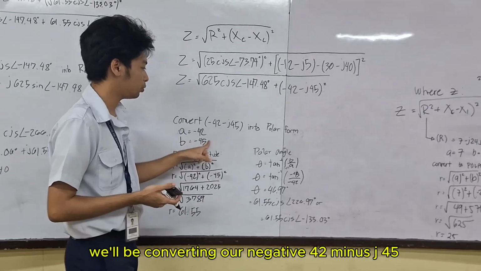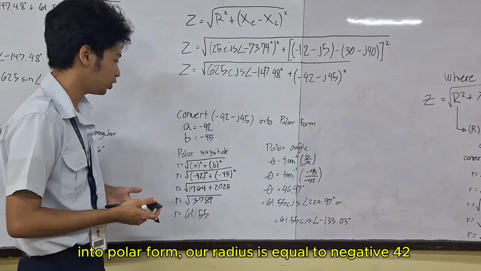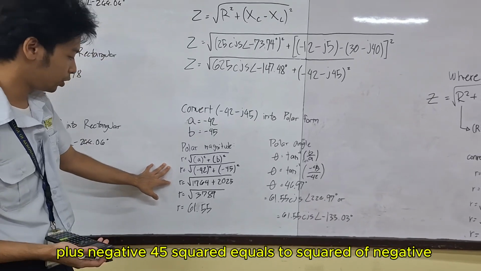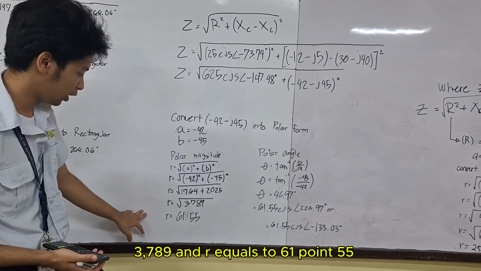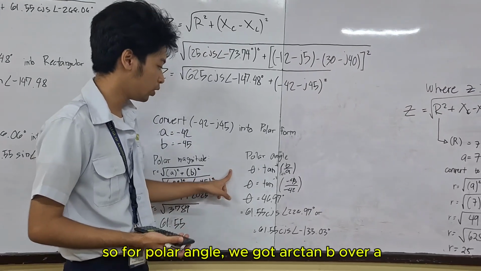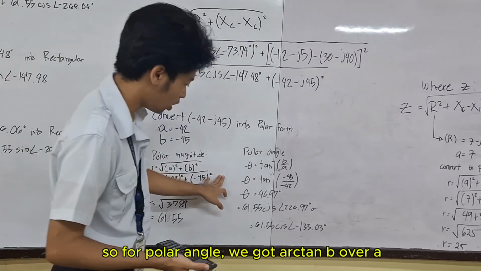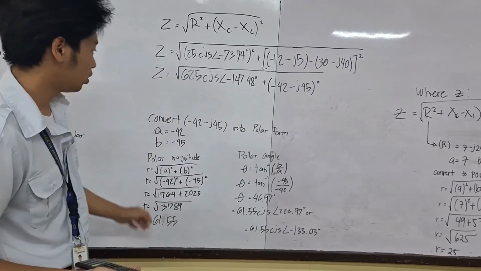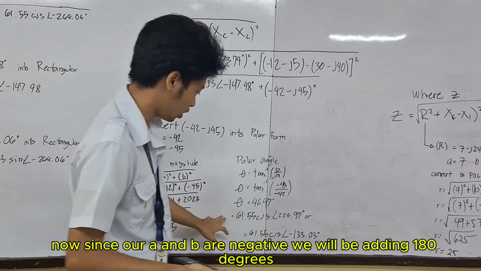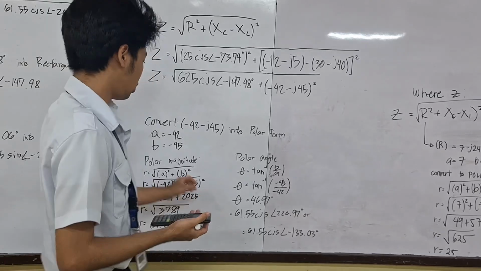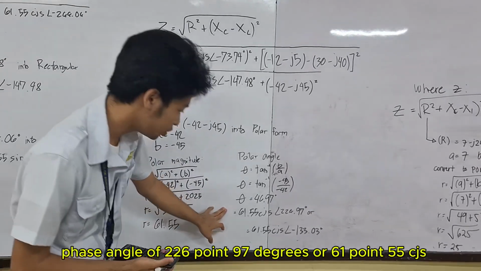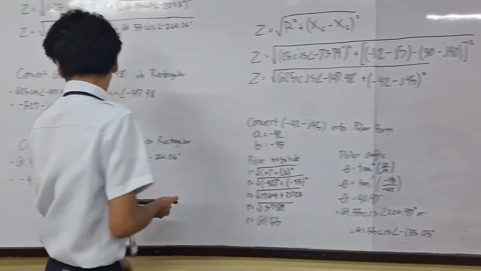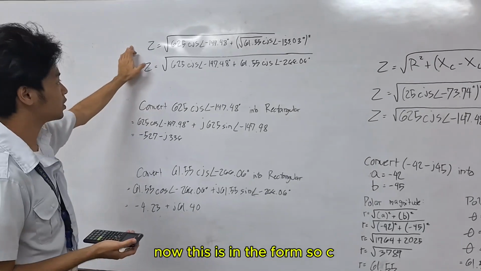Now we'll be converting our negative 42 minus j45 into polar form. Our A is equal to negative 42 and B is equal to negative 45. For our polar magnitude, we got the square root of negative 42 squared plus negative 45 squared, which equals the square root of 3,789, and R equals 61.55. For the polar angle, theta equals arctan B over A, which is arctan of negative 45 over negative 42, and our theta is equal to 46.97 degrees. Since both values are negative, we will be adding 180 degrees. So the final polar form is 61.55 cis phase angle of 226.97 degrees, or 61.55 cis phase angle of negative 133.03 degrees.